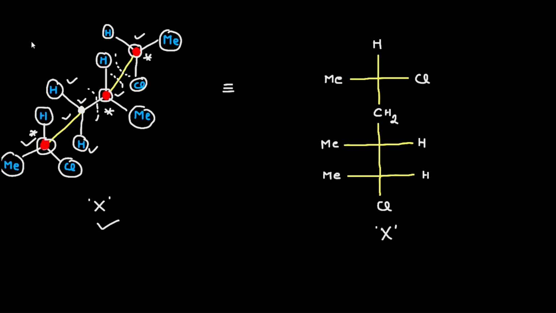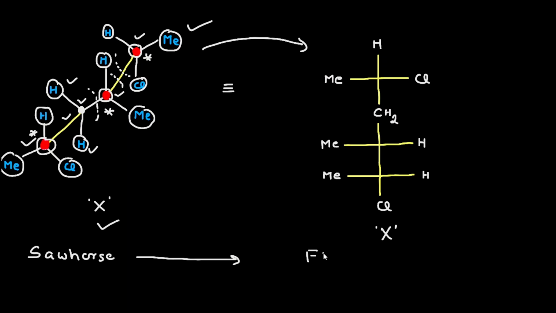Now it is our turn to convert this sawhorse projection formula into Fisher's projection formula. So earlier what we have seen is sawhorse projection formula. Now we will convert this sawhorse projection formula into Fisher's projection formula. Now, to do that, let us try to see a few very simple basic steps which could convert this sawhorse formula into the Fisher's projection formula. For that, let me make the screen clear.